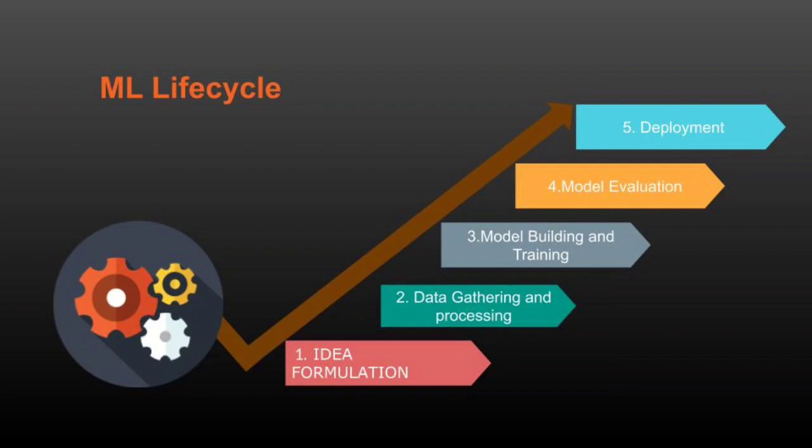Now what are the various steps of the ML life cycle? First step is to formulate your idea into an ML problem. So our example problem is addition of two numbers. Second is gathering data and processing it. Here we have to get many sets of input and output for our addition problem.